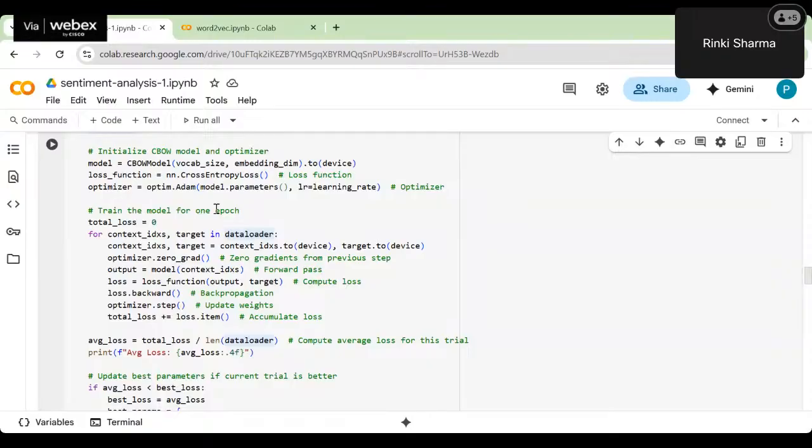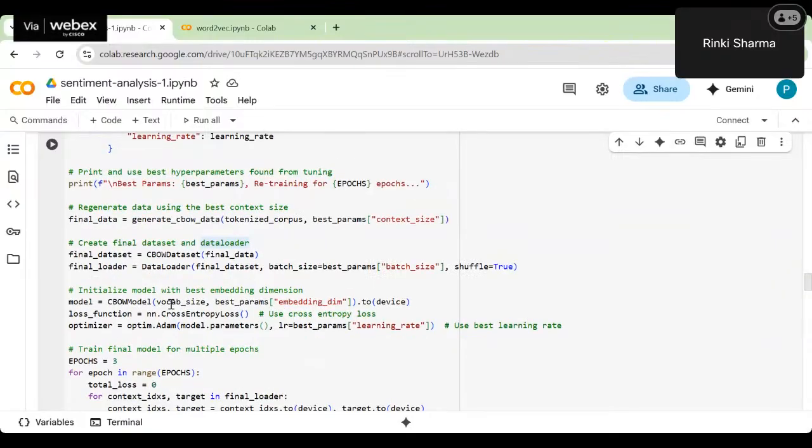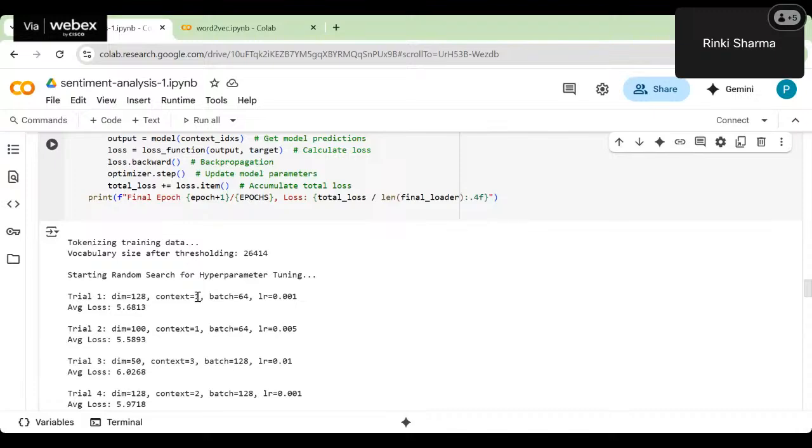As we are using hyperparameter tuning, this is our first trial. We chose our embedding dimension to be 128, our context size, that is the window size, to be 1, the batch size to be 64, and the learning rate to be 0.001. As we ran our model only for one epoch in the case of hyperparameter tuning, this is the average loss. For all the trials, the model computes the loss, and once the model reaches the best hyperparameters, these are the chosen best hyperparameters.